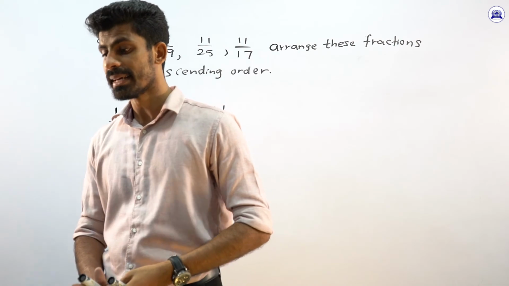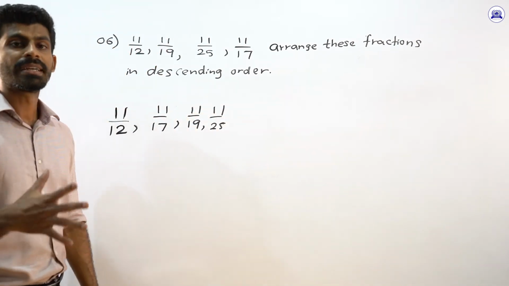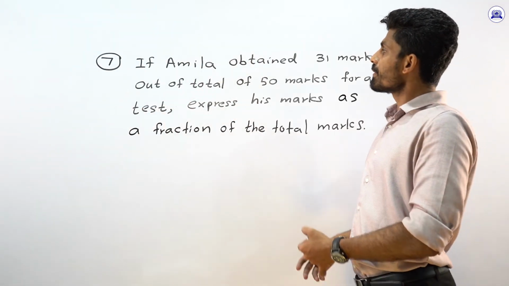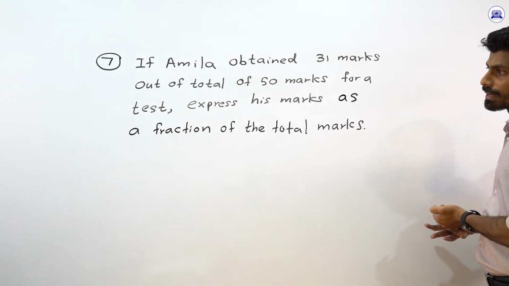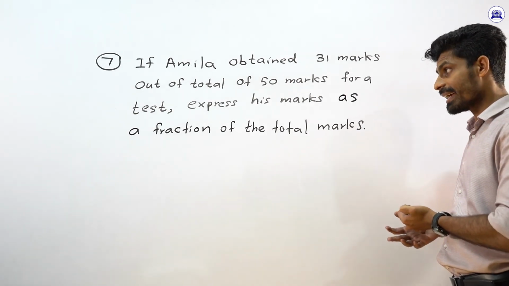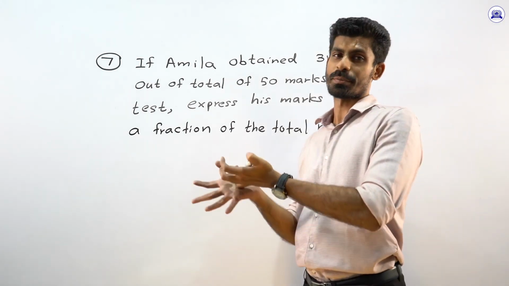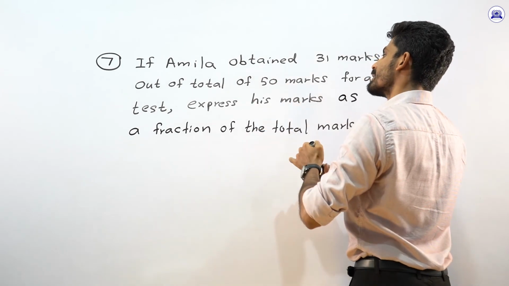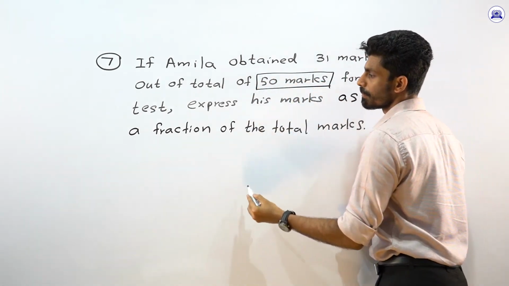I'm quickly moving to the last question. Question number 7. Just try to do that one. Last question: if Amila obtained 31 marks out of a total of 50 marks for a test, express his marks as a fraction of the total marks. Very easy question, Lamai. So what is the full marks? 50, right?